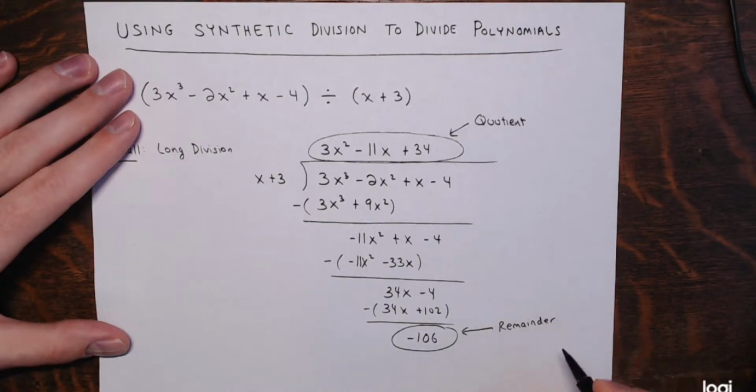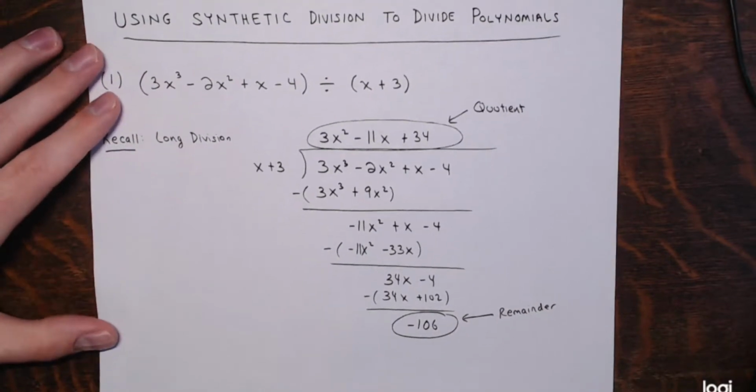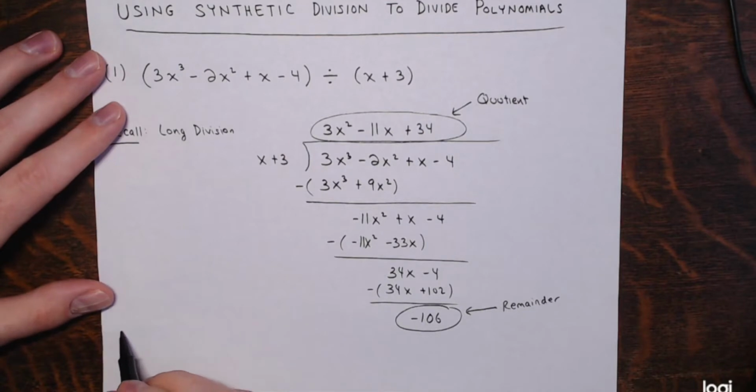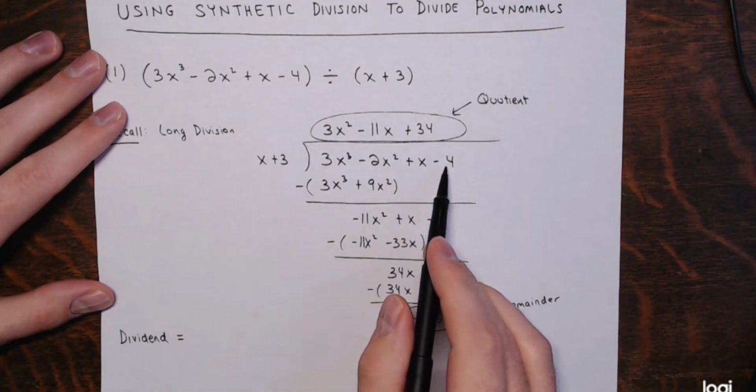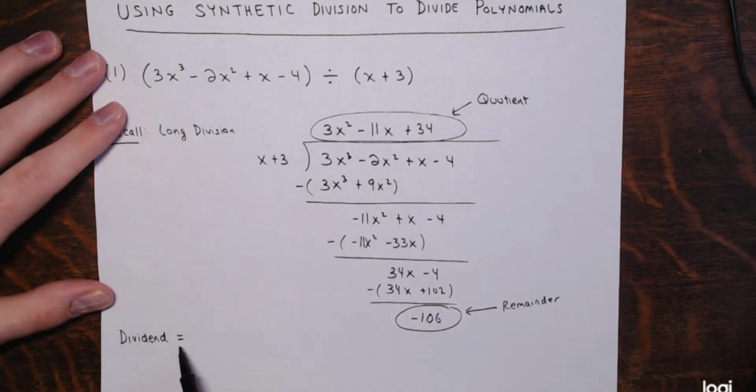And remember one last thing I pointed out in the last section that I want to bring back here: the dividend, what you're dividing into, the polynomial inside the symbol, should be equal to the quotient multiplied by the divisor, or the other way around, divisor times the quotient. It doesn't matter. A times b is the same as b times a. And then plus the remainder.